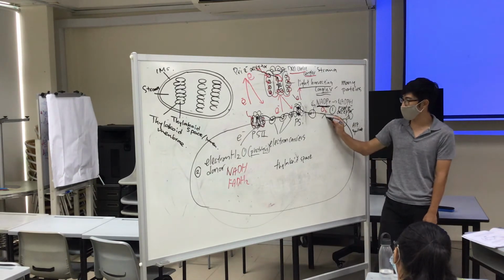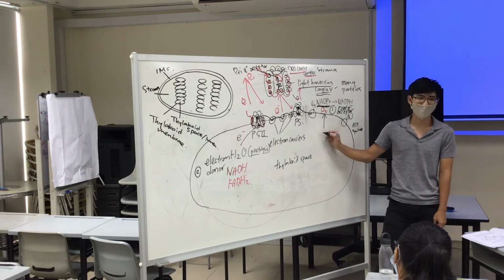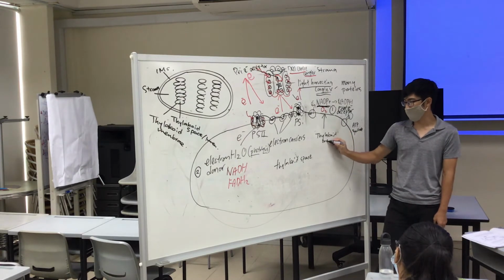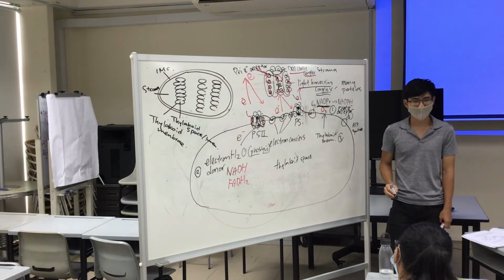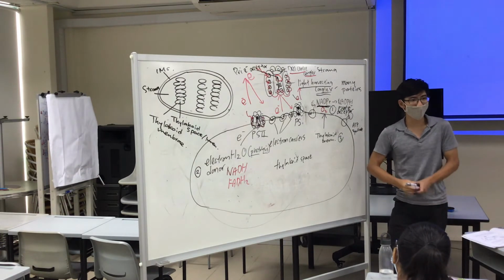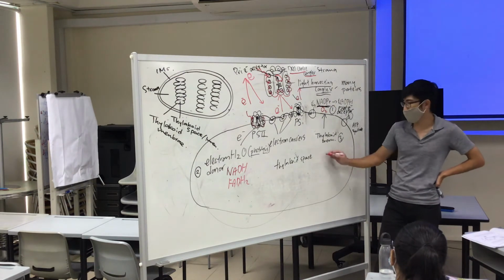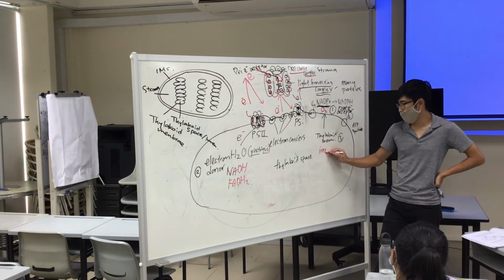Let's compare where the electron transport chain is embedded. In photosynthesis, it's embedded where? In the thylakoid membrane. Number 3, this is where the electron transport chain is embedded. Where is the ETC embedded for cellular respiration? Inner membrane. Okay, so this is the third thing we can compare.